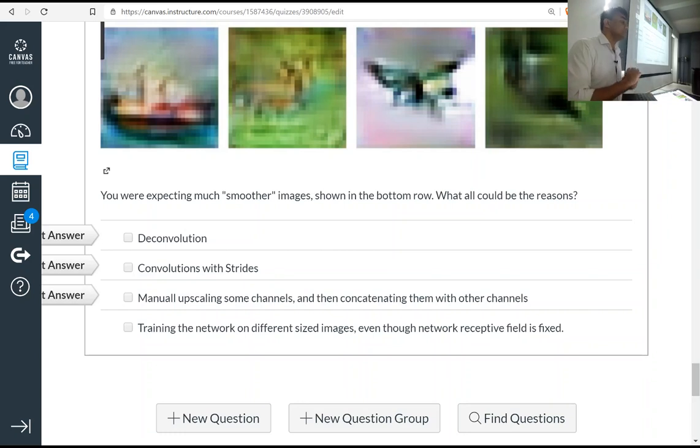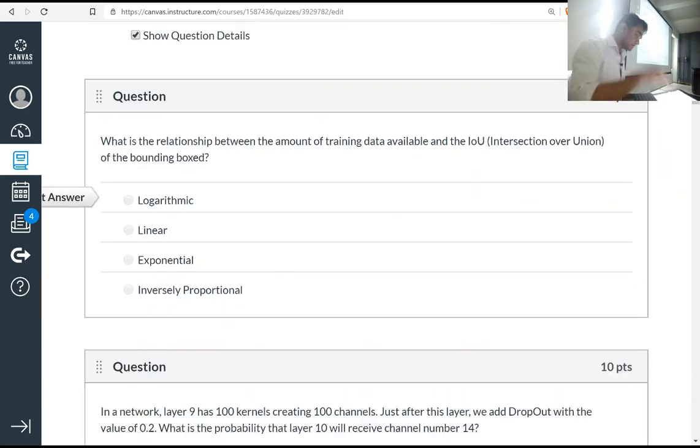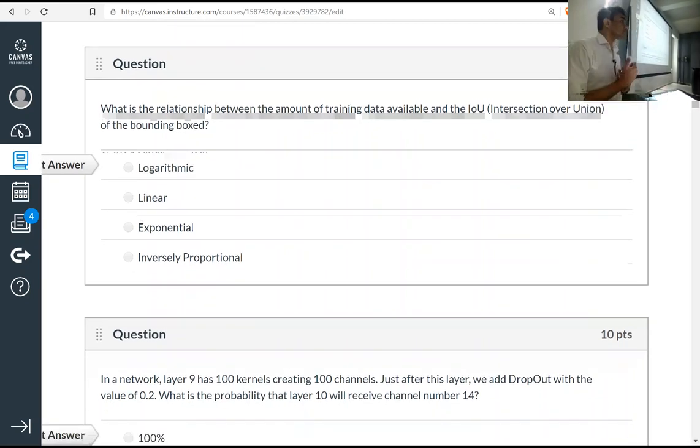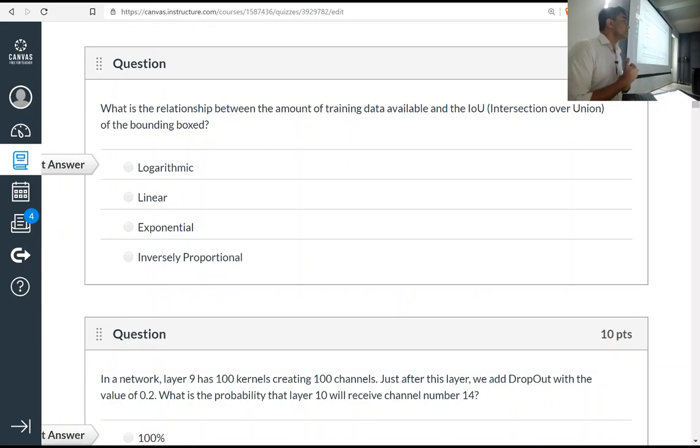Cool. Okay, now let's go to the 9th quiz. What is the relationship between the amount of training data available and the IOU? What is IOU? IOU means you owe me something.